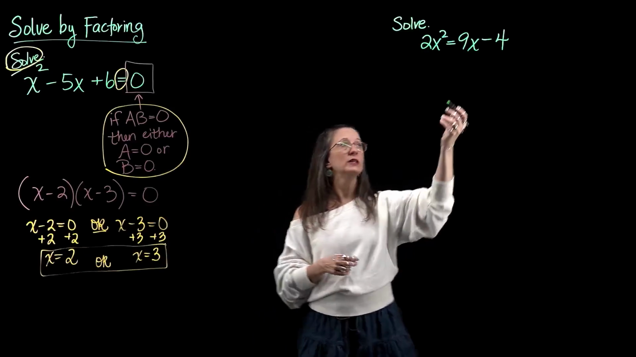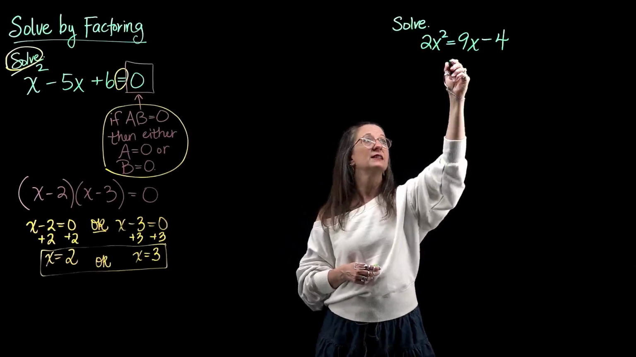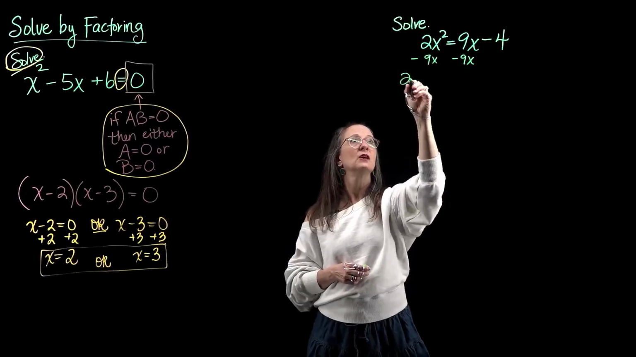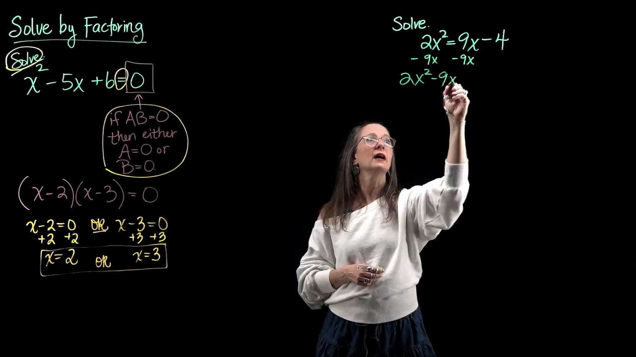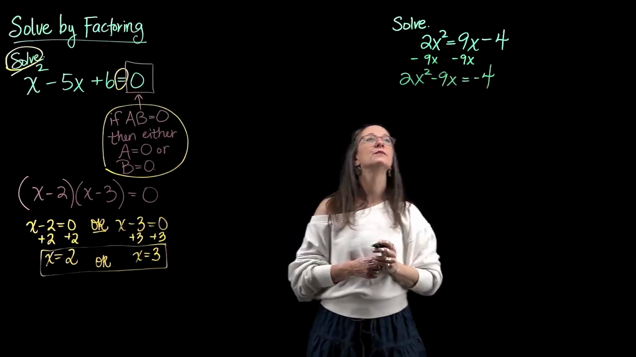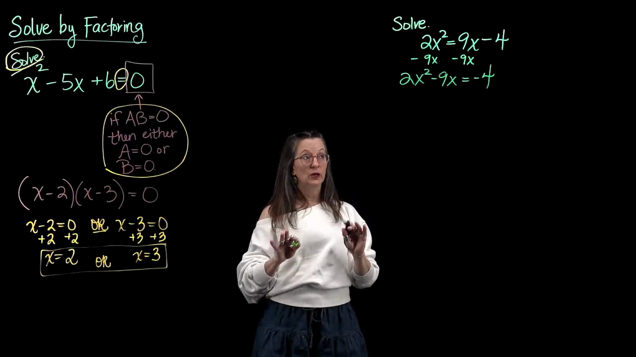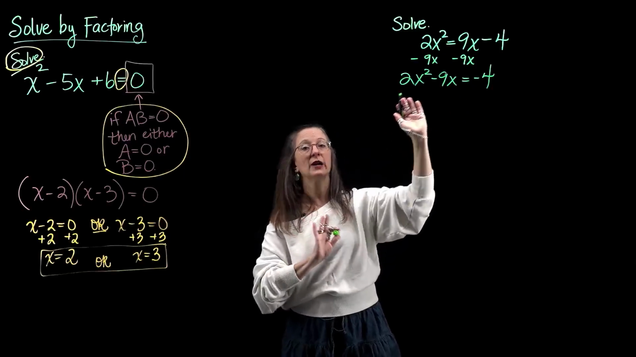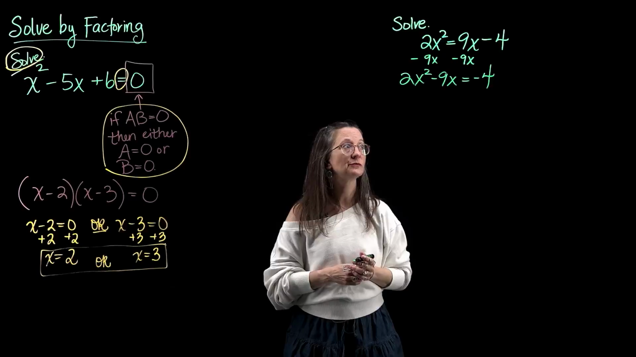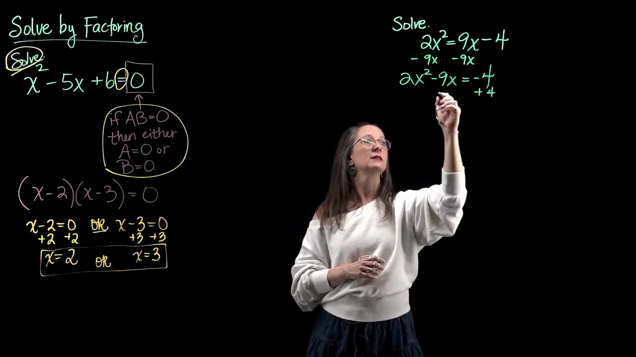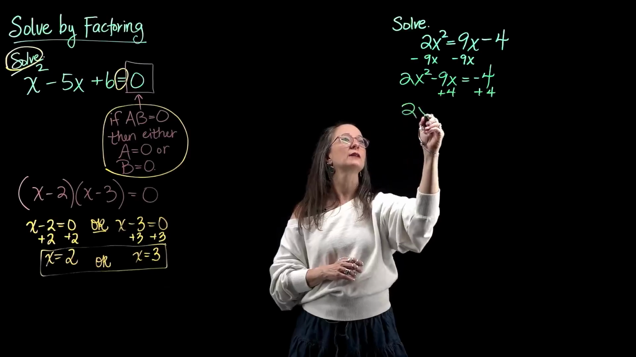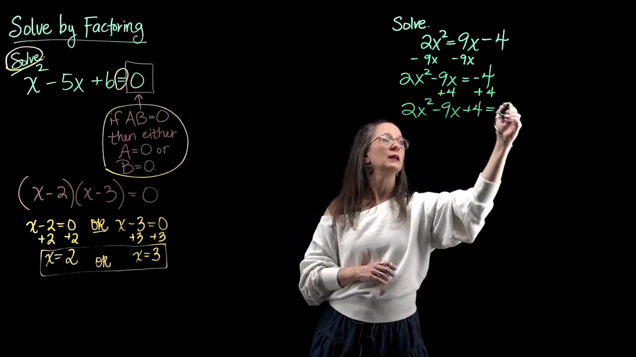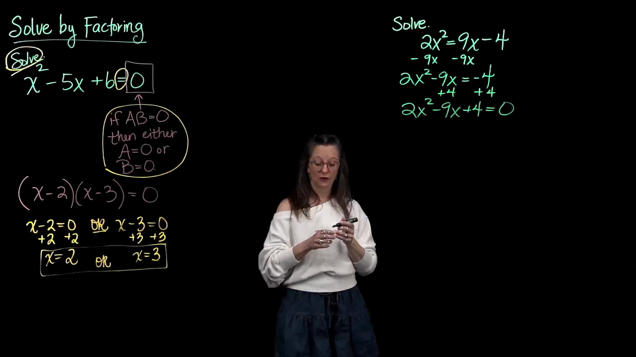Now, I'm going to start moving terms over to the left-hand side. So I will subtract 9x from both sides. So I'd have 2x squared minus 9x equals negative 4. I want to caution you, don't stop at this point. We have to get the whole quadratic equal to 0. So I'm going to add 4 to both sides. So 2x squared minus 9x plus 4 is equal to 0. Now we can solve it by factoring.